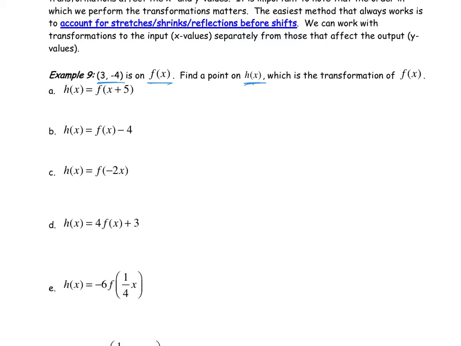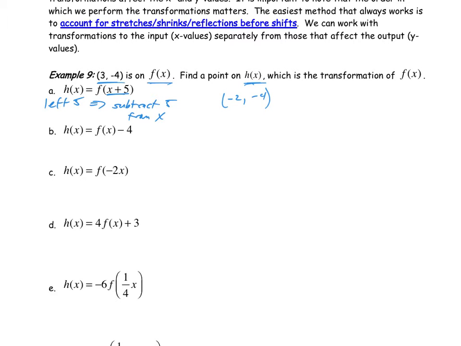In example A, we have h of x is equal to f of the quantity x plus 5. So we are replacing x with x plus 5. When we do that, remember everything that we see happening to x is actually going to be the inverse of what we see. So the transformation here is left 5, which means we subtract 5 from x. So if we had the point 3, negative 4, it's going to become 3 minus 5, which is negative 2, negative 4.